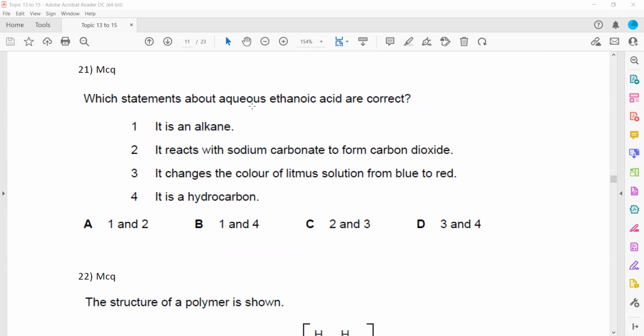Which statement about aqueous ethanoic acid is correct? The structure of ethanoic acid is C double bonded with O and OH. It is an alkane. That is wrong, it's not an alkane. It reacts with sodium carbonate to give carbon dioxide. That is true, because all acids react with carbonates to give carbon dioxide. It changes the color of litmus from blue to red. Blue litmus turns red. That is also true. And it is a hydrocarbon. This is not a hydrocarbon because it contains oxygen as well. So statements 2 and 3 are the correct statements.